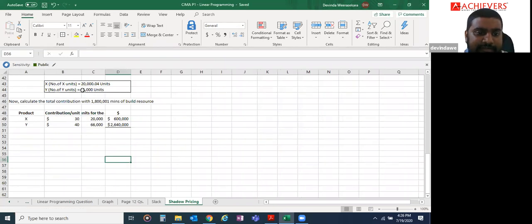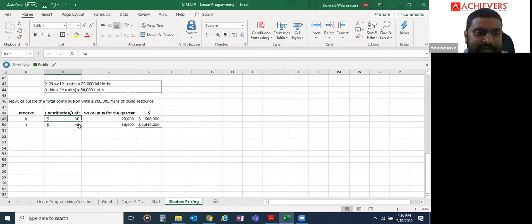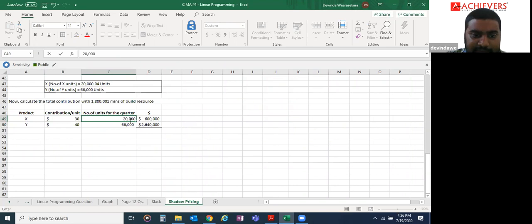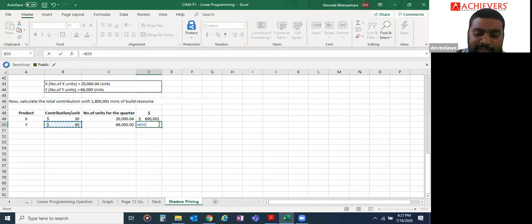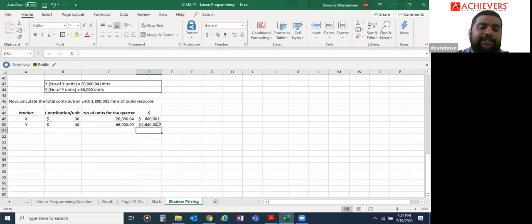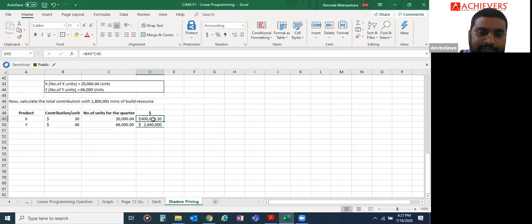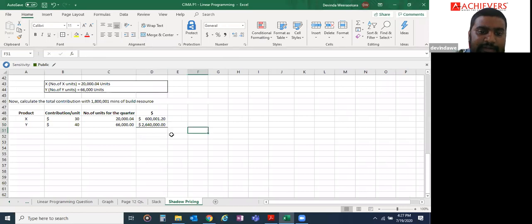So product X contribution per unit is 30, Y is 40. Number of units now, X will change to 20,000.04, right? So the contribution will be $30 per unit into 20,000.04, right? Y will be $40 per unit into 66,000 units. 2,600,040, right?